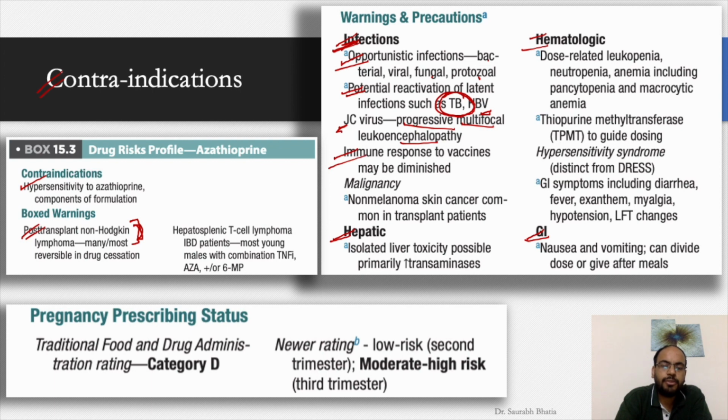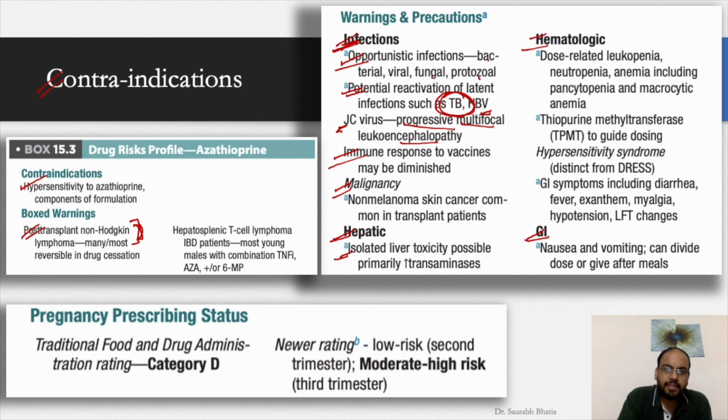Now, immune response to vaccines: live attenuated vaccines can have reactivation of viral particles, especially live vaccines, and subunit vaccines can have a decreased response because the immunity is suppressed by azathioprine. Okay. Now, malignancy, that means non-melanoma skin cancers, and there is a theoretical risk of increased chances of squamous cell carcinoma in patients on azathioprine. So that has to be kept in mind.